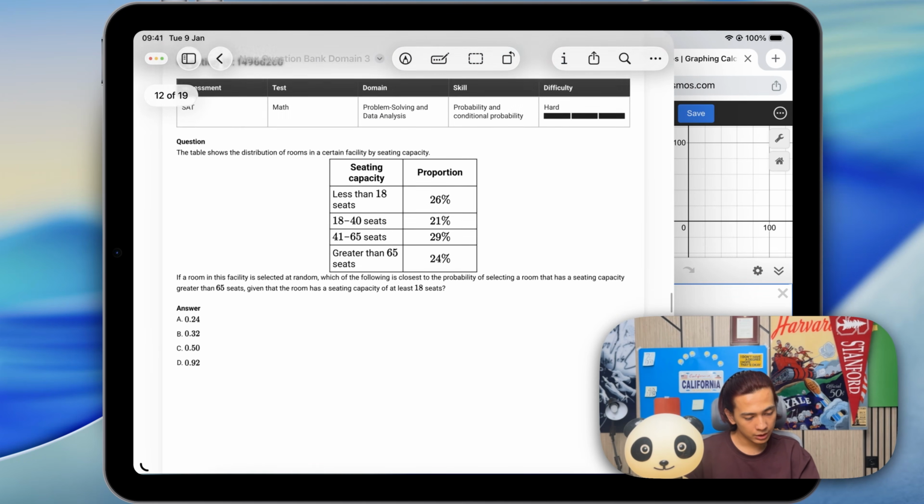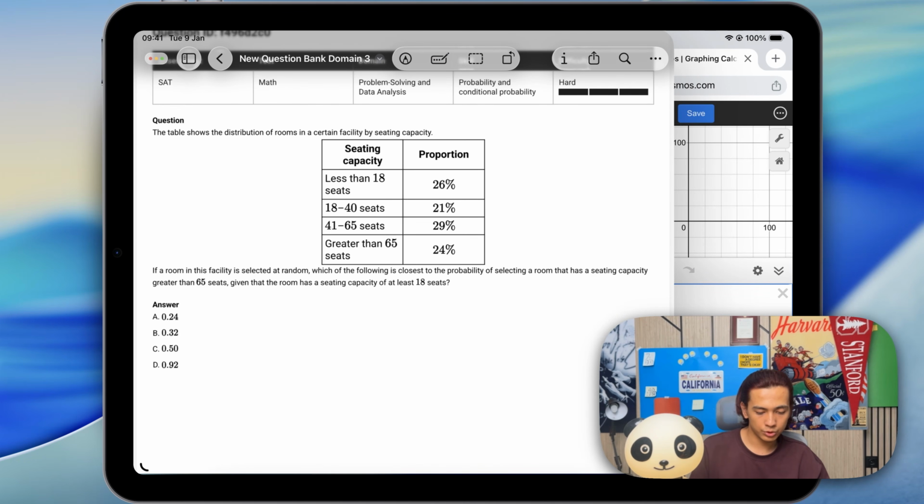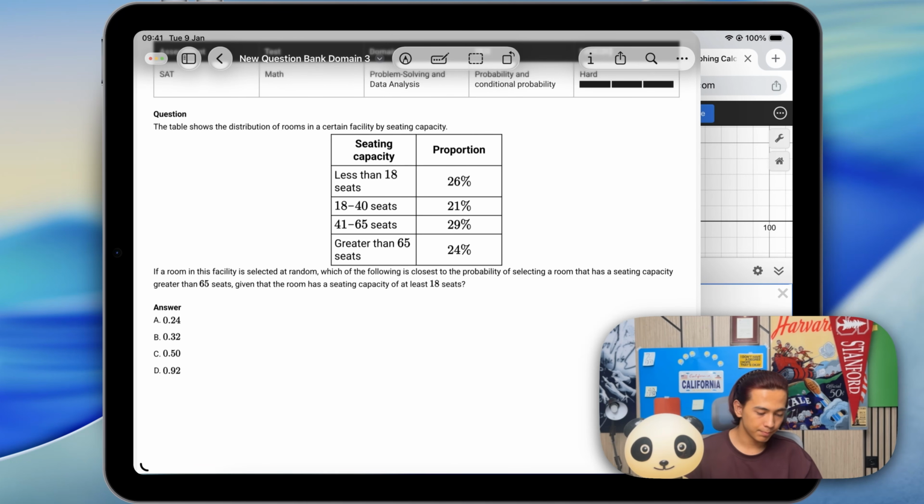Next question. The table shows the distribution of rooms in a certain facility by seating capacity. So you have like 26% of all the rooms have less than 18 seats. 21% of all the rooms have 18 to 40 and it goes on. The interpretation is there, right? If a room in this facility is selected at random, which of the following is closer to the probability of selecting a room that has a seating capacity greater than 65 seats, given that the room has a capacity of at least 18 seats? You see, again, we're seeing givens. It's going to be super important, just as in the previous question.